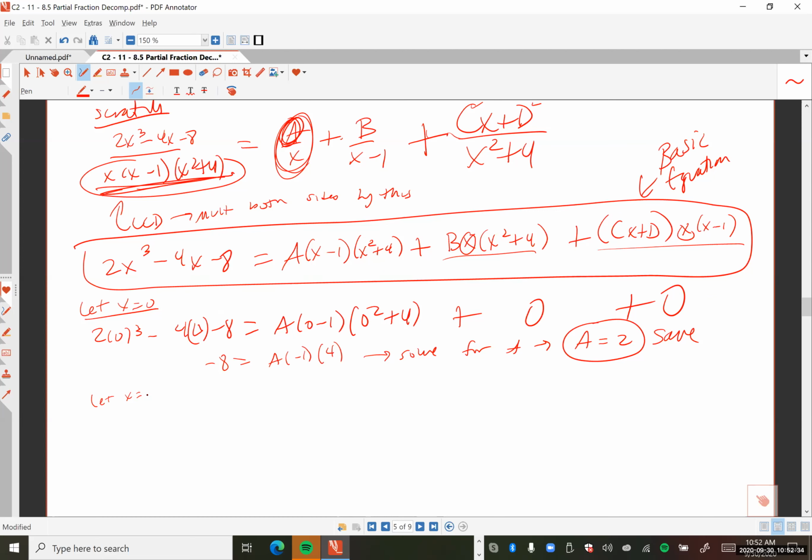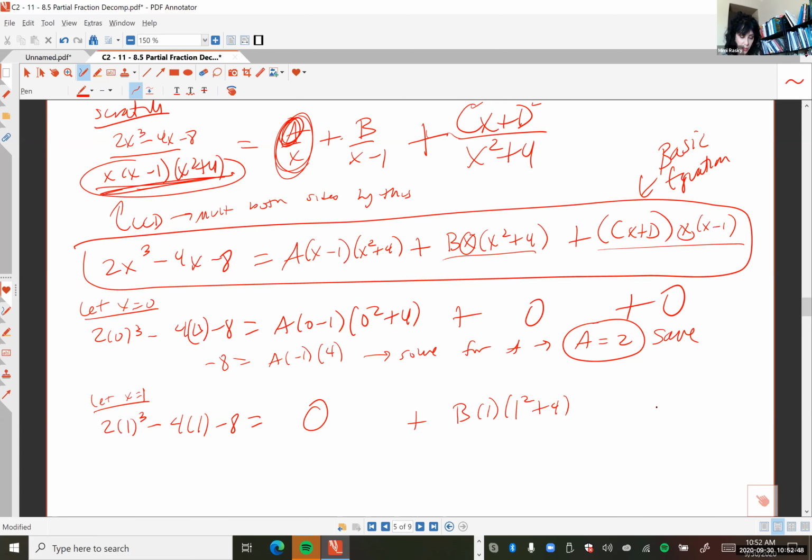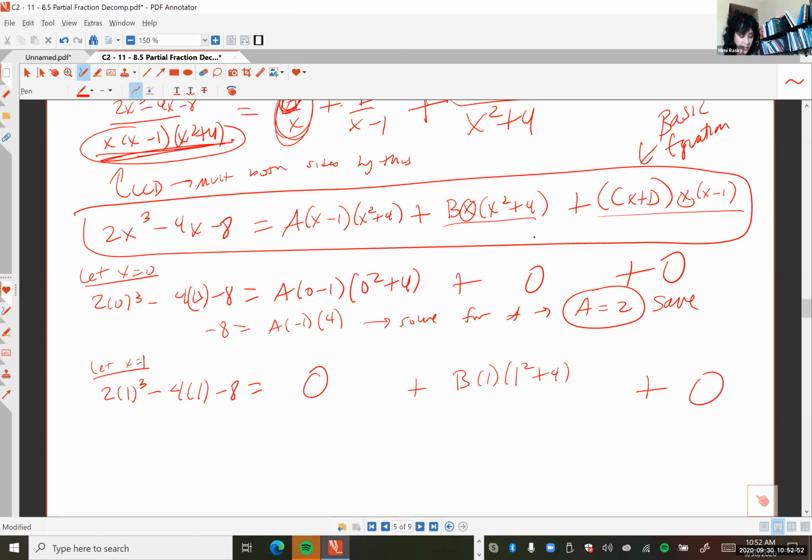1. Good. So if I substitute 1 in my basic equation, I'll kill off the A term. I will not kill off the B term. He's still there. But the last term will be 0. Oh, wonderful. So this allows me to get my B.